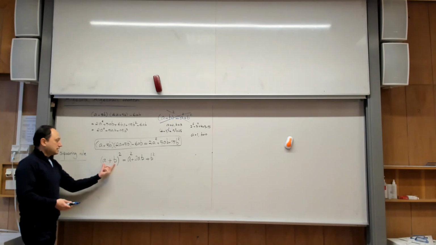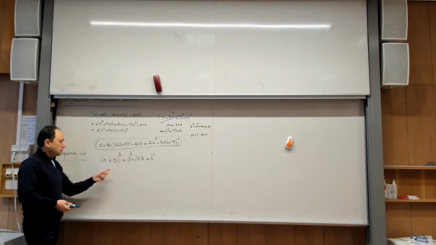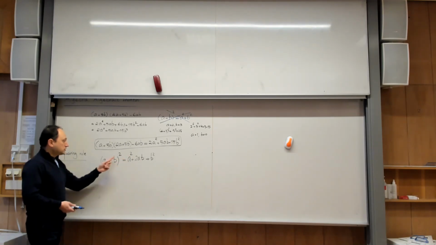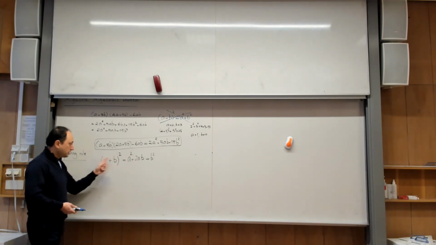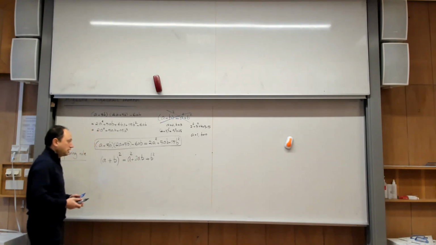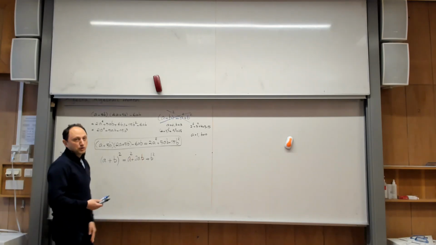This tells you that if I have a binomial, meaning the sum of two terms, and I want to square it, this becomes equal to the first one squared, plus 2 times the first one times the second one. If you want, I can put the dots here representing the times. 2 times A times B, and then plus the second one squared.